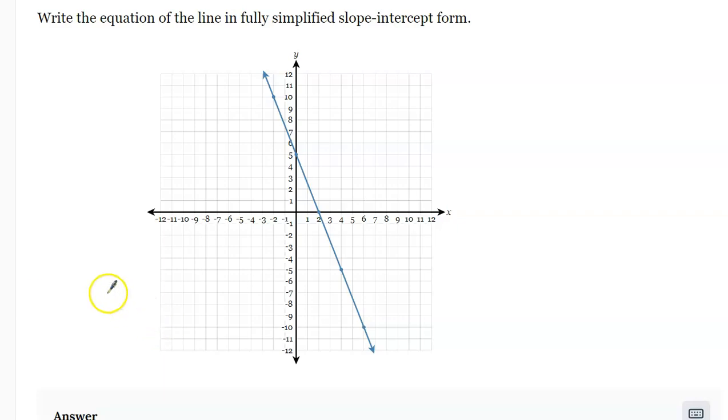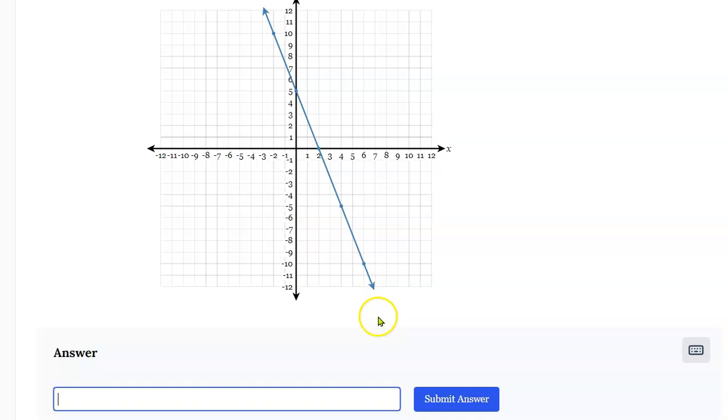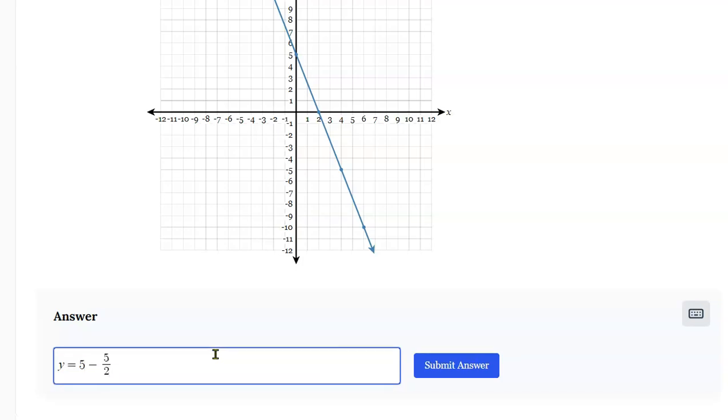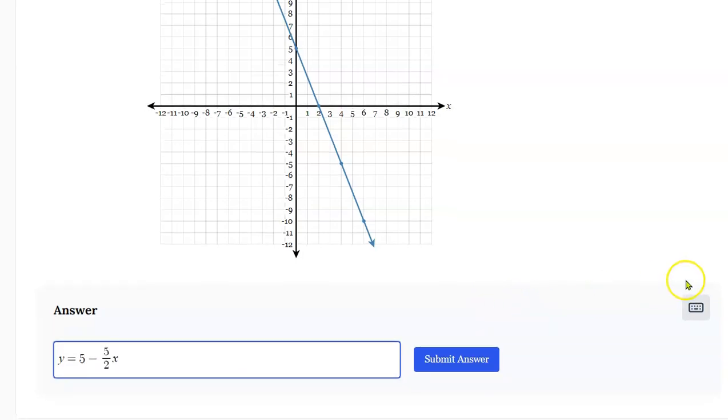I think I'm going to type my y-intercept first, only because it was the first number that I noticed on the graph. So I'm going to type down here, y equals 5, and then I'm going to type the slope fraction, the negative 5 halves with an x on the side, just like that.